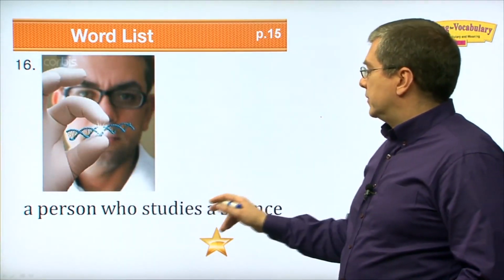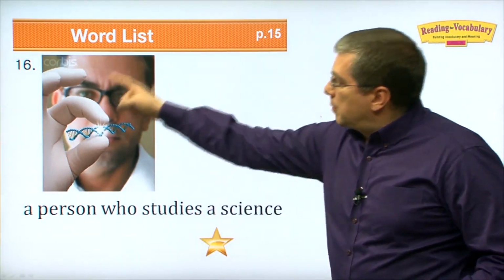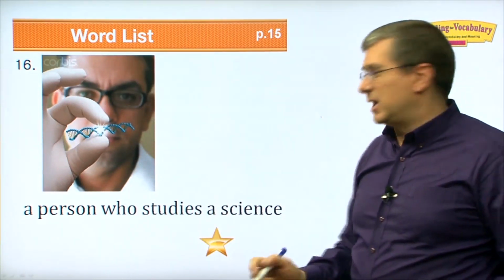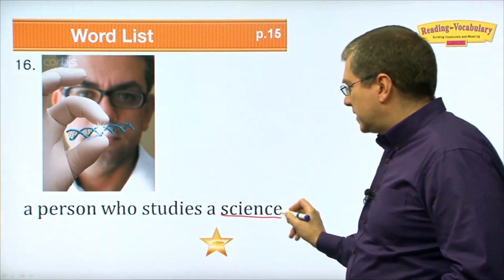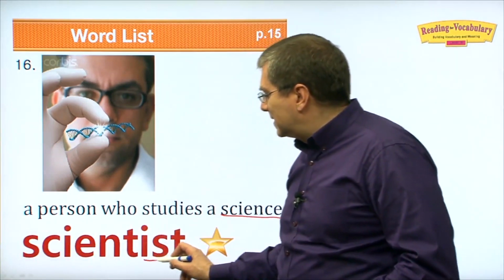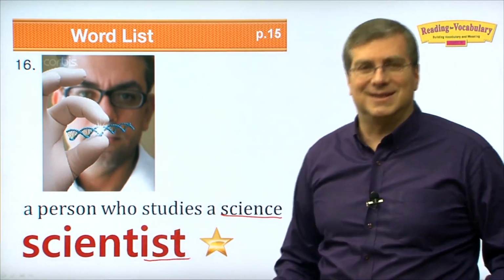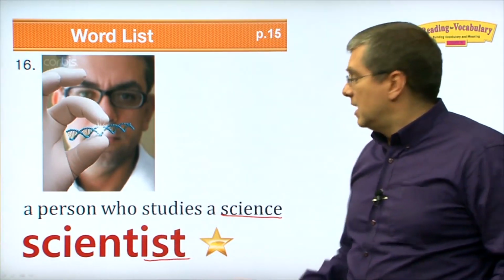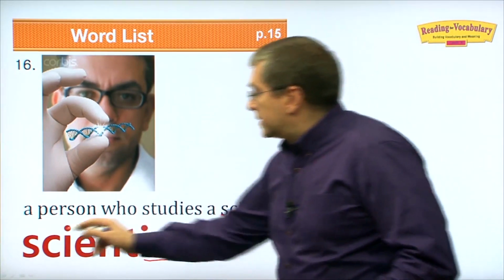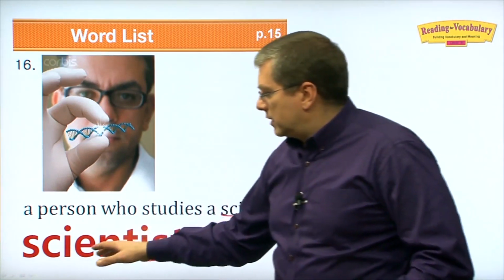16, a person who studies a science. A person who studies some kind of science. Of course, that's very easy. It's a person who studies science. We use this word and we make it a little bit different. Scientist. People who study things. You can use IST very commonly. Scientist. First, let's concentrate on this word.